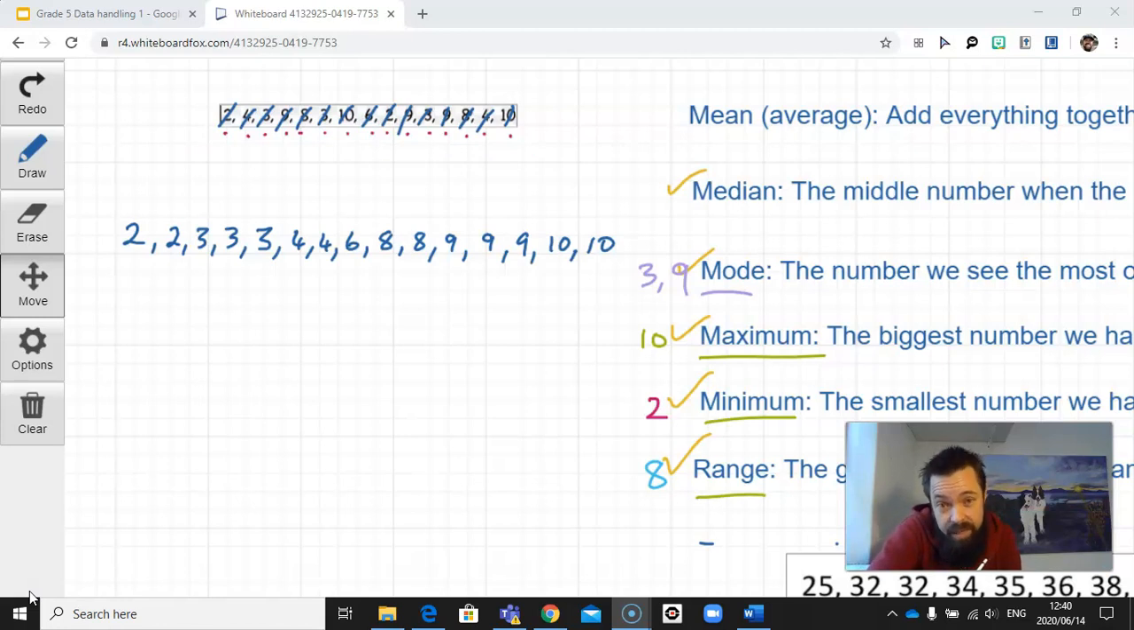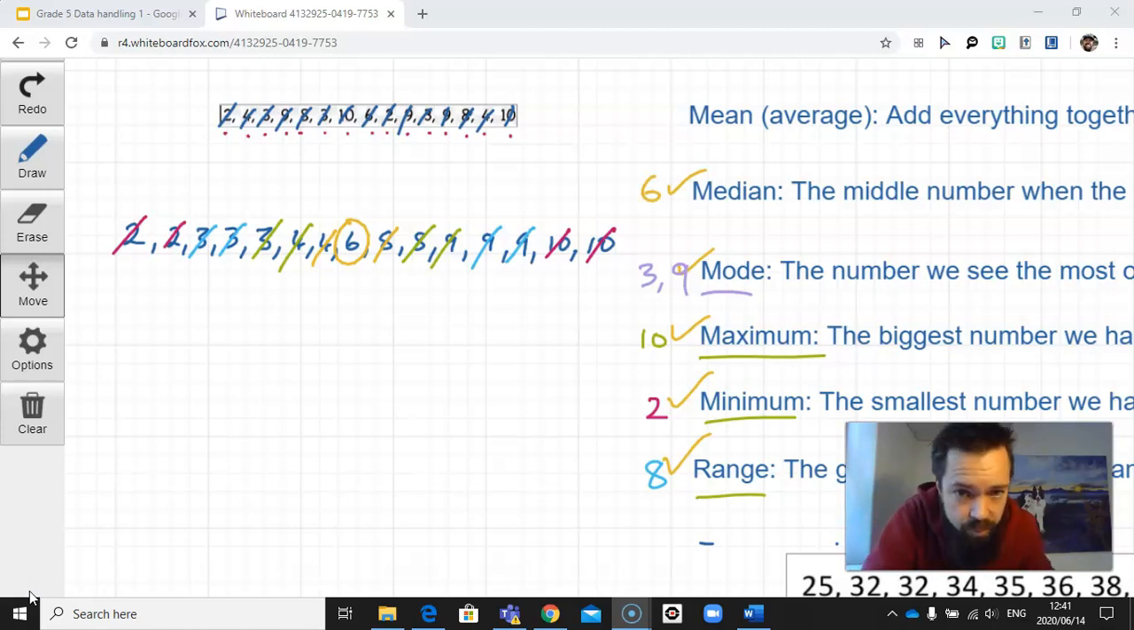Okay, so the way I'm going to find the middle number is to cross out the numbers on each end fairly. So I'm going to cross one over there, one over there, and so on, one on each side, until I'm left with a middle number, which is 6. And very simply, that means my median is 6.